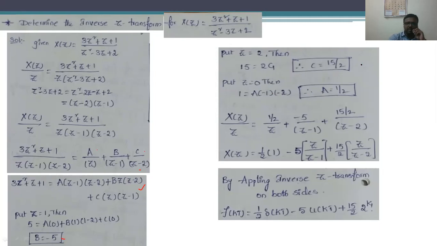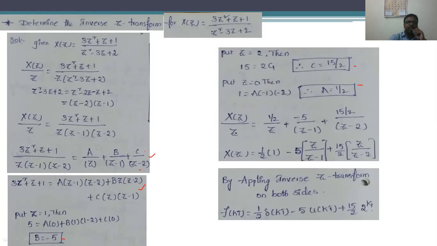So just substituting the values of a, b and c in this particular equation, that means the expanded equation, we are going to get x of z divided by z is equal to the value of a is 1 by 2. Therefore, 1 by 2 divided by z, plus 5. The value of b is minus 5 and it is going to be divided with z minus 1, plus 15 divided by 2 whole divided by z minus 2.